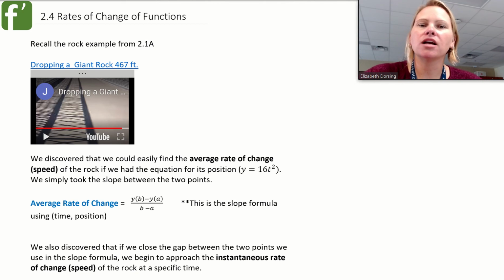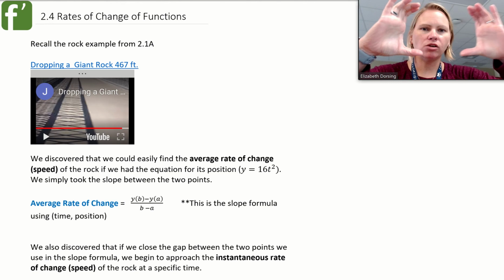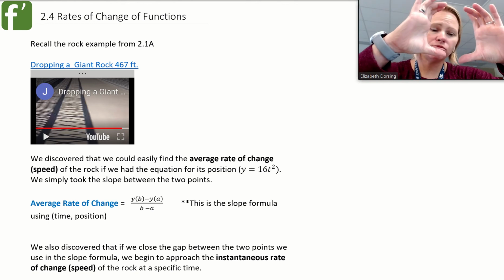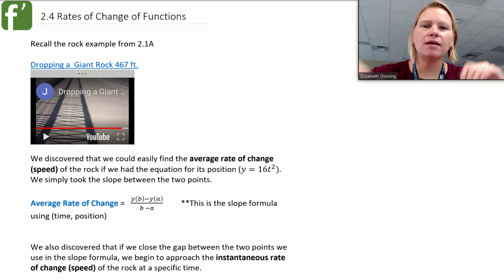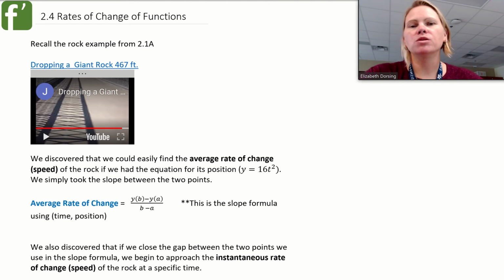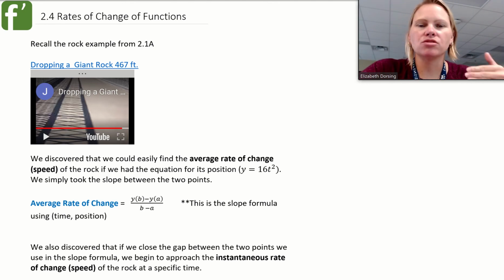We took a look at a couple of different intervals. We went from time 0 to time 2, and then we closed in and said from time 1 to time 2, and then from time 1.5 to time 2, and we closed that gap down to a quarter of a second. And we saw that our values were approaching a certain number.